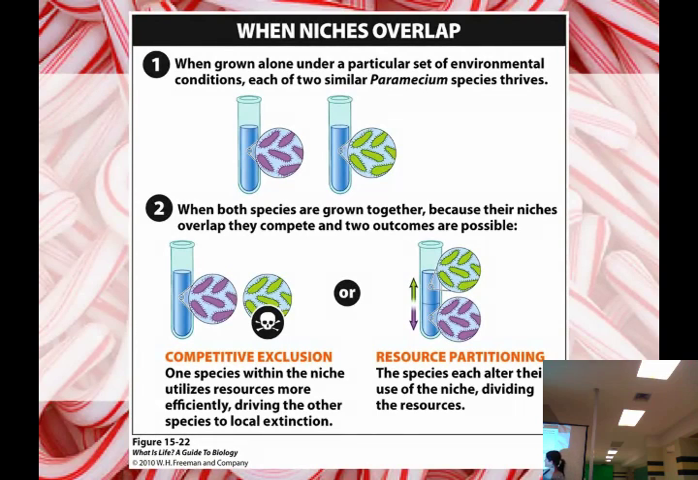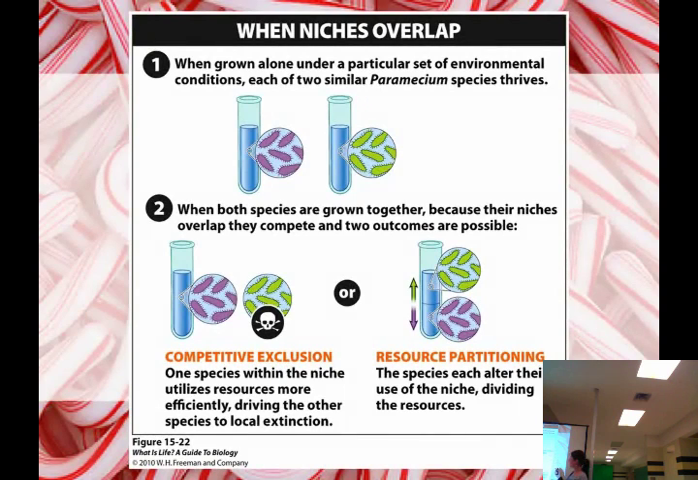We put both of these species together in the same test tube, and one is better able to survive than the other one. So this one survives and this one dies out. And this is called competitive exclusion. So one species utilizes the resources better or more efficiently, and it drives the other one to local extinction.